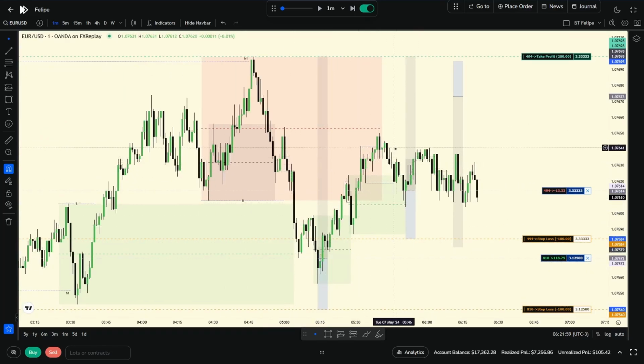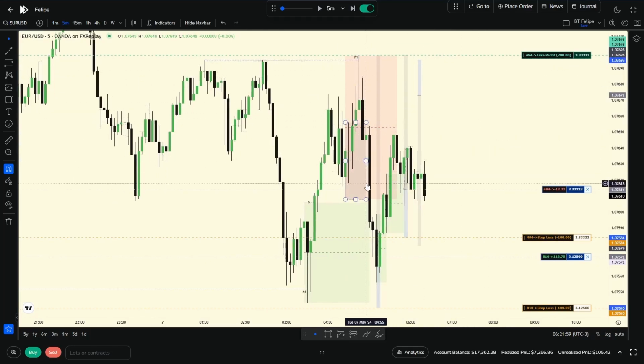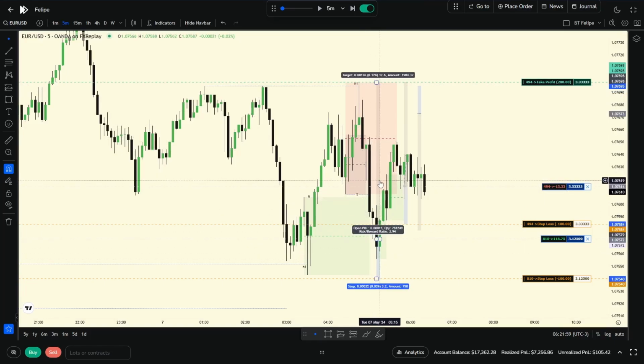Let's see if I missed something here. Took this liquidity. And M5. There was one leg. But this is all internal. That's what I don't like about this short. But it's valid. Took a high time frame POI. M5 on this leg became efficient here.